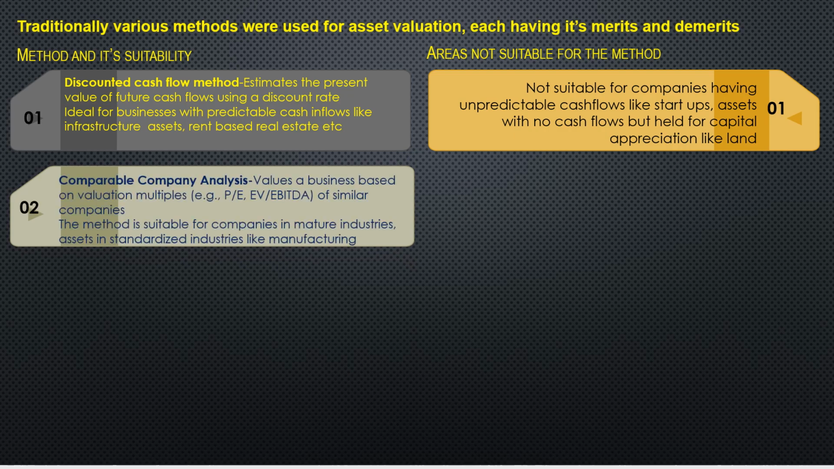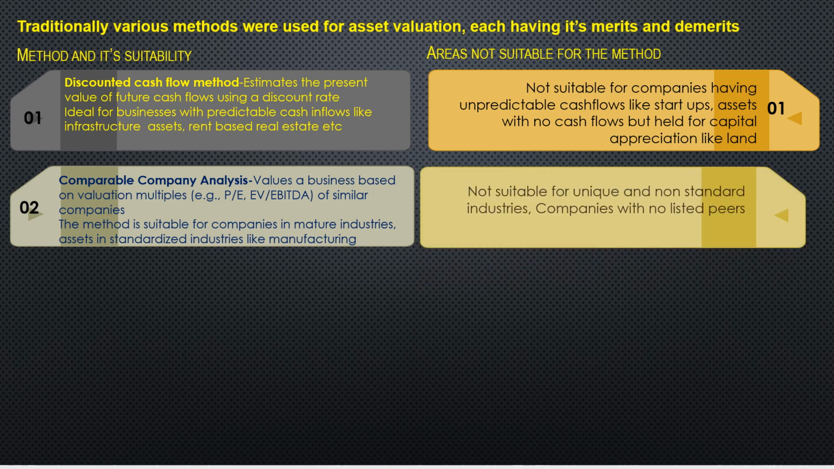Comparable company analysis. Values a business based on valuation multiples. Example, price earning multiple, EV by EBITDA of similar companies. The method is suitable for companies in mature industries, assets in standardized industries like manufacturing, etc. Not suitable for unique and non-standard industries, or companies with no listed peers.